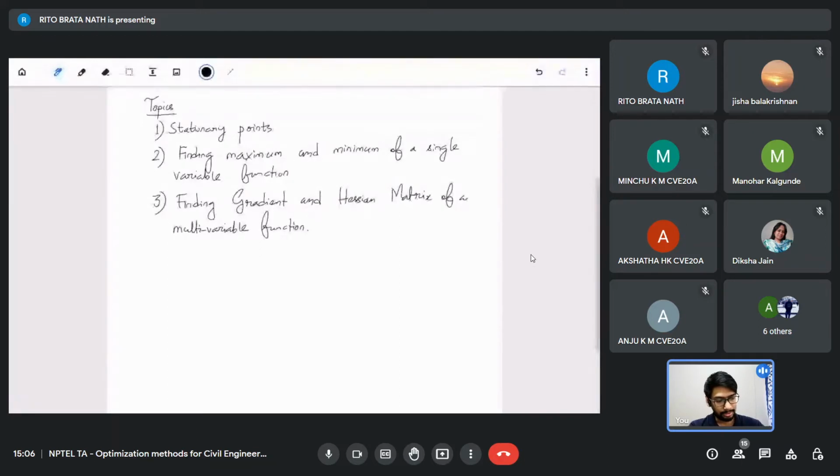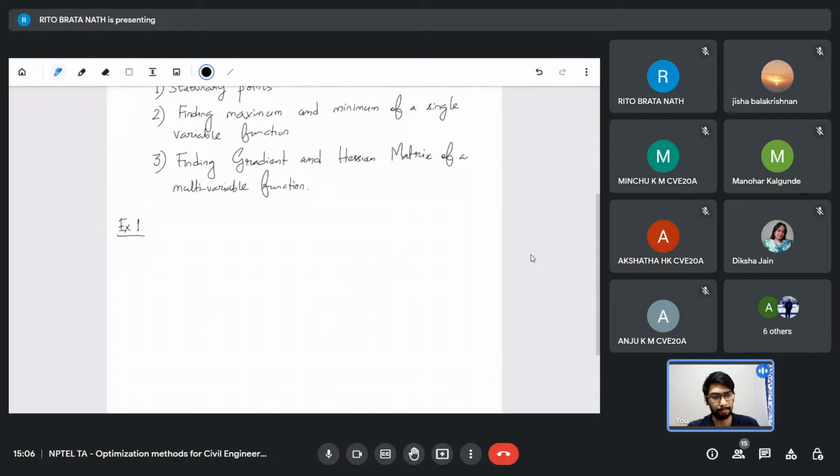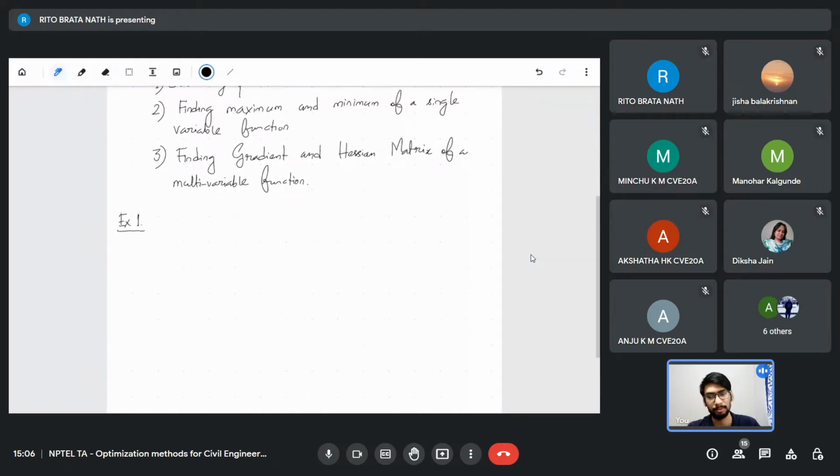So let's get started with the first topic, which is the stationary point. Let me give you one example. This is example one. Whenever I write it down, it will be better if you also write it down with me so that you also solve this problem with me. That will help you while you do your assignments; you'll be able to solve those problems pretty quickly.